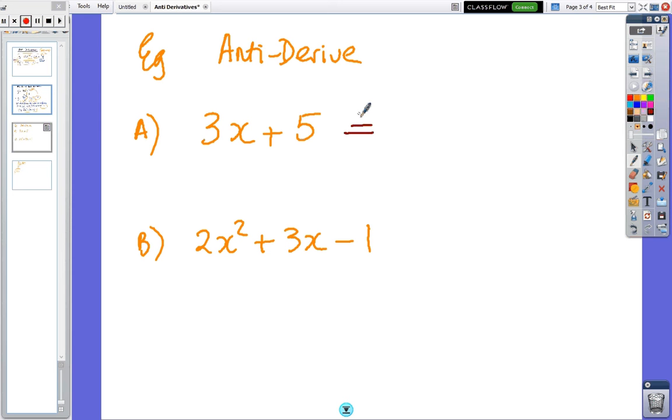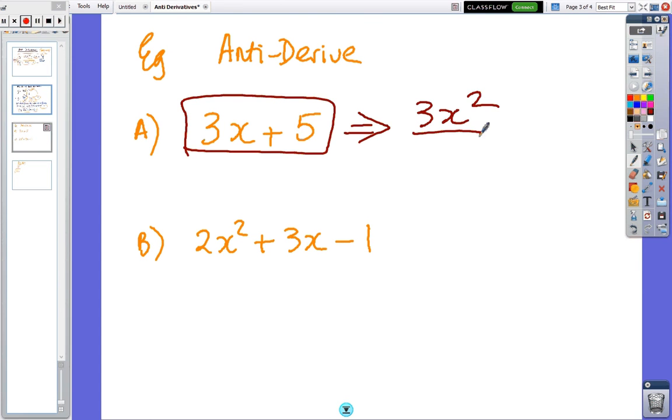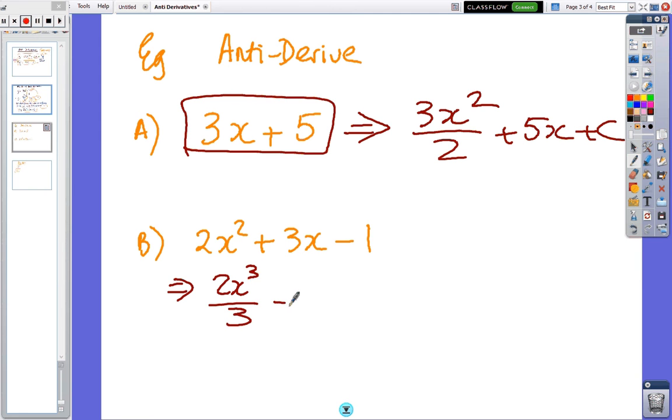Okay, so they're not equal to each other, but this leads to this. So don't put an equal sign. So what we do is we put 3x, we add 1 to the power, divide by the power. 5 turns into 5x, and then we just put plus c. And then 3 over 2, we just leave as 3 over 2 because you don't cancel that down. And this next one, okay, we add 1 to the power, divide by the power. Minus 1 just turns into minus 1x. You don't put the 1 in, and you put plus c. So cancel fractions down when you can, but otherwise just leave them as improper fractions. Sorry, not mixed numbers, improper fractions.